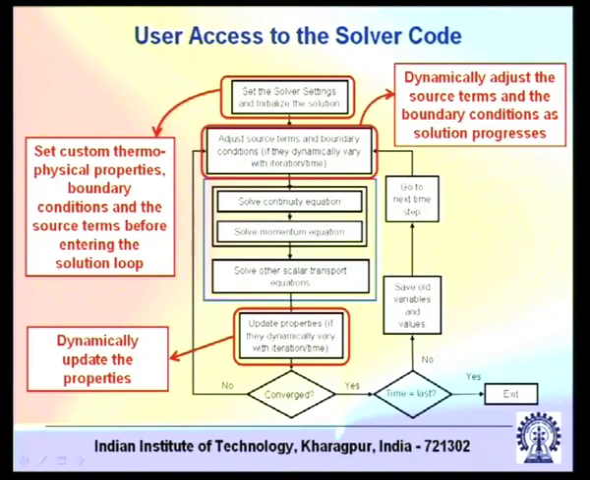So let us quickly see where you require user access to the solver code. Set the custom thermophysical properties, boundary conditions and source terms before entering the solution loop. This you usually set as an initialization if you do not want this to dynamically change, or even if you want this to be dynamically changed, you at least initialize those. So that is one of the places. Then you may require to dynamically adjust the source term and the boundary conditions as the solution progresses, that is another place, and you may require to dynamically update the properties.